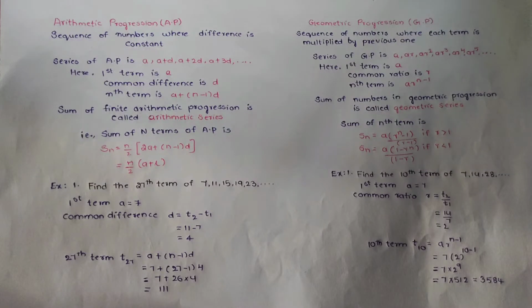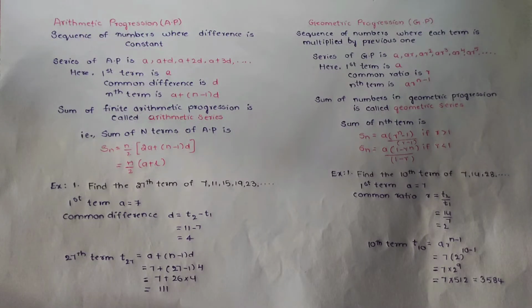For example, the question is: find the 27th term of 7, 11, 15, 19, 23. Previously we have said that the first term is a, and here a is nothing but 7. To find the common difference, we have to subtract the first term from the second term, that is 11 minus 7, which is nothing but 4.